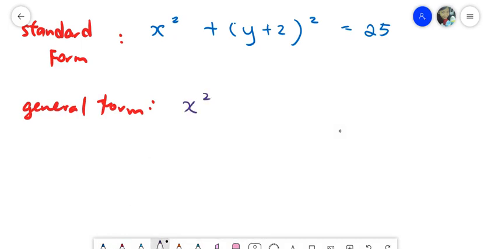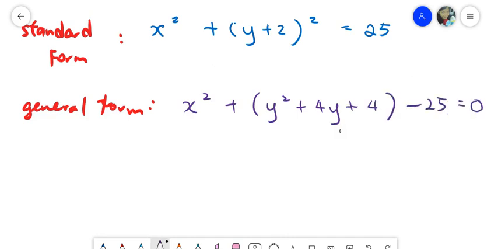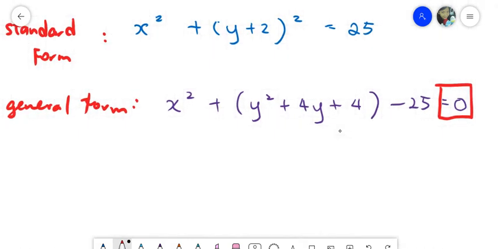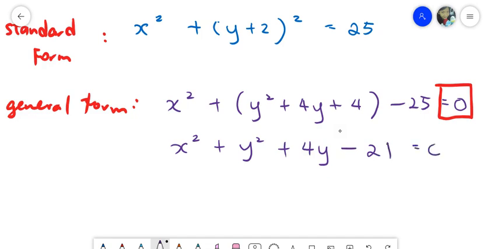So you have x² + y² + 4y + 4 - 25 = 0. Do remember your right hand side to be 0 on your general form. So expand in. You have x² + y² + 4y + 4 - 25, you have -21, equal to 0. So that's your general form.